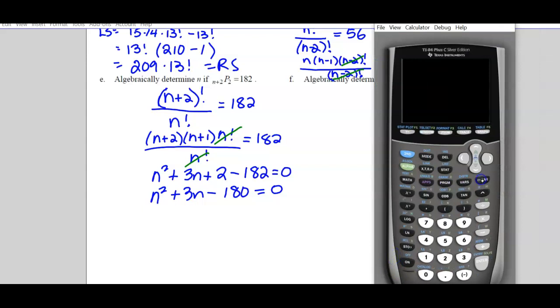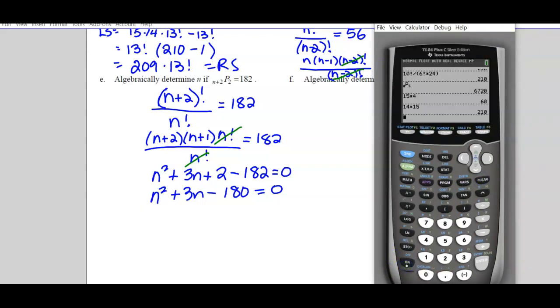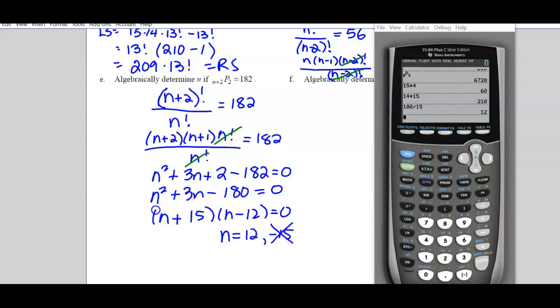So 180, so 10 and 18 doesn't work. 15 and 12 works. And again, how do you check? You put 12 back in, so that would be 14 P2. So 14 P2, 182.